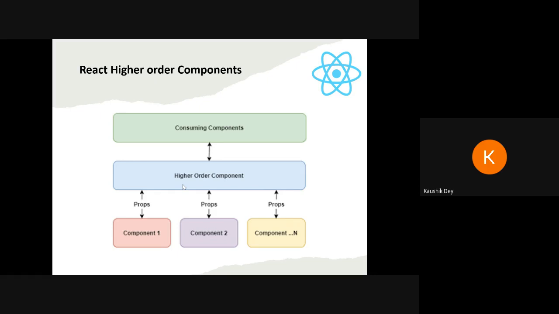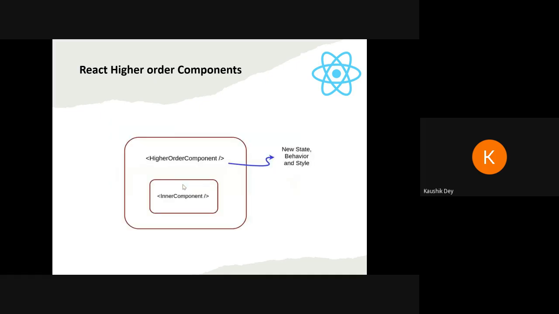Earlier we used Radium for styling, and that time we used this higher order component concept. Whenever you have to add this, you create the higher order component and wrap the component inside it, then send the parameters and objects over there. This is how the higher order component works. The inner component can be anything: component one, component two, component three. In the higher order component, we can add style or some behavior, and it returns a new component. So this is the logic of a higher order component.